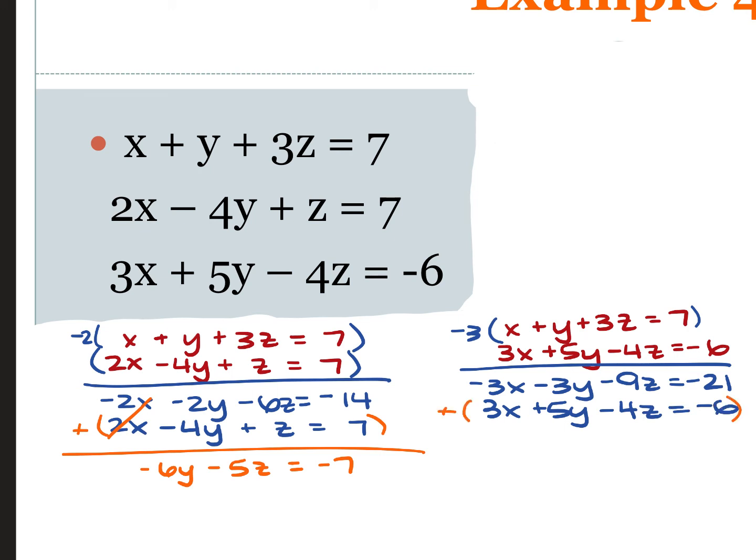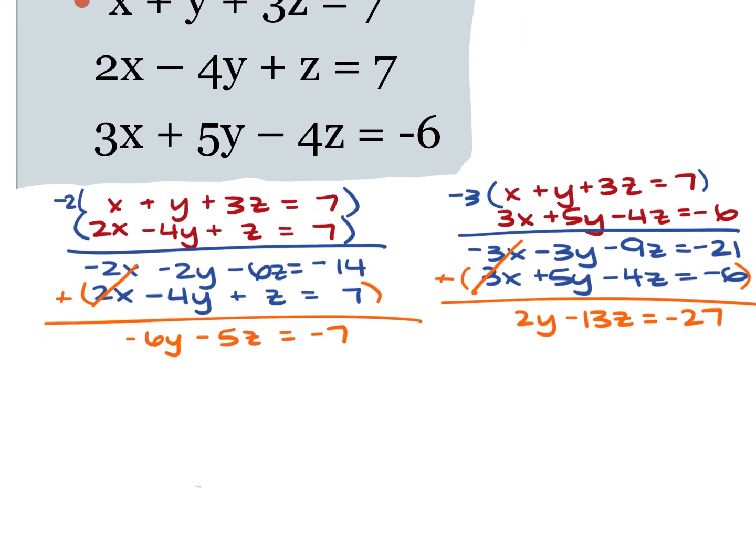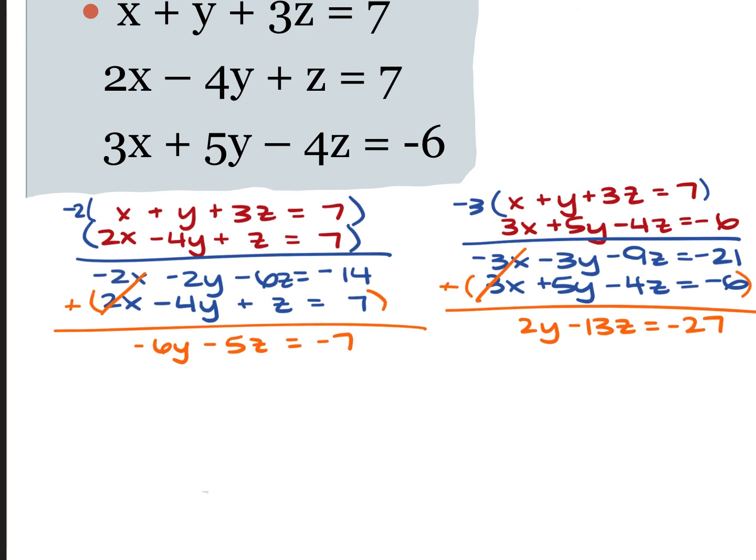Again, we're combining. Those x's cancel. Negative 3 plus 5 is 2y. Negative 9 minus 4 is negative 13z. And negative 21 minus 6 is negative 27. So we have these two equations that we're going to use to eliminate the y values from. So we have negative 6y minus 5z is equal to negative 7, as well as 2y minus 13z is equal to negative 27.